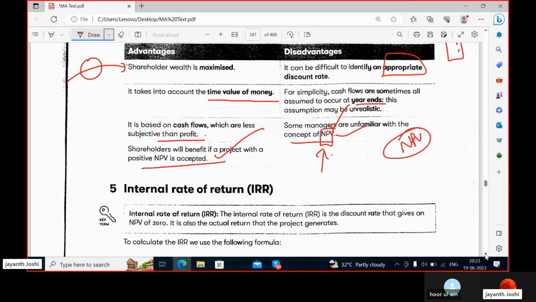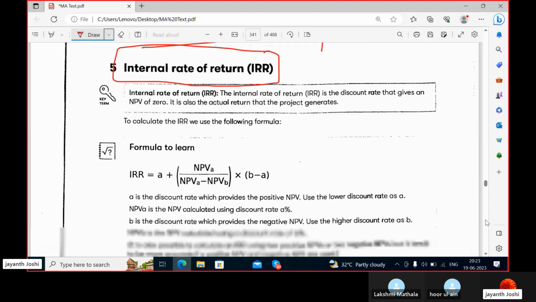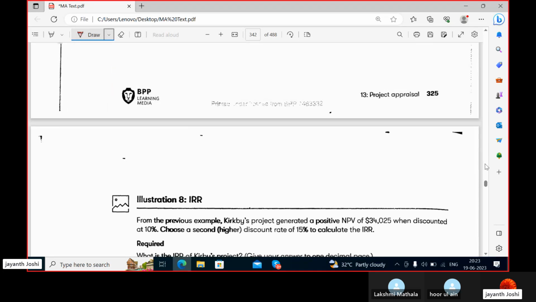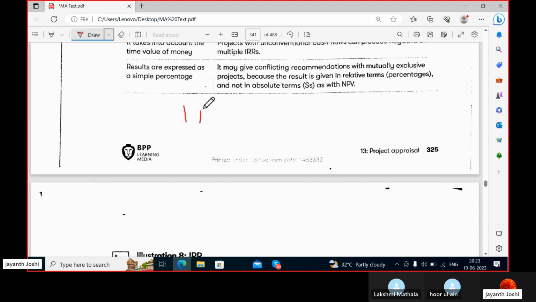Now let's go to the next concept, which is the internal rate of return. And I'll put a statement right now in front of you. See, the previous question was like, I invested $100,000 and I expected some cash flows of 10,000, 20,000, 30,000, 40,000, 50,000. I have got these cash flows.